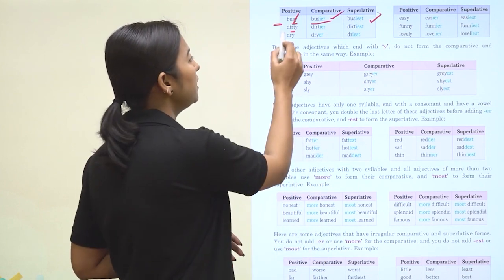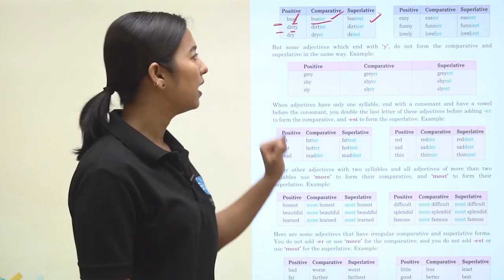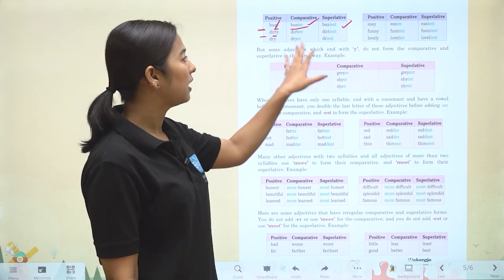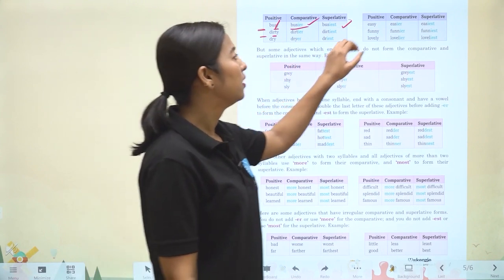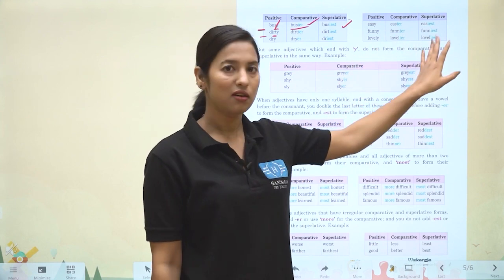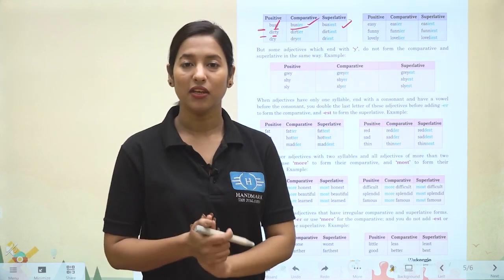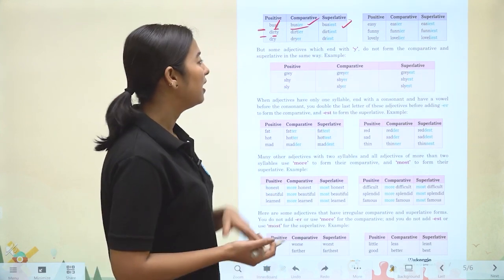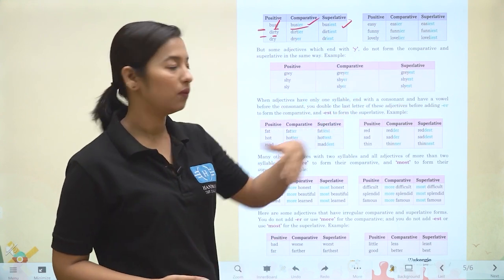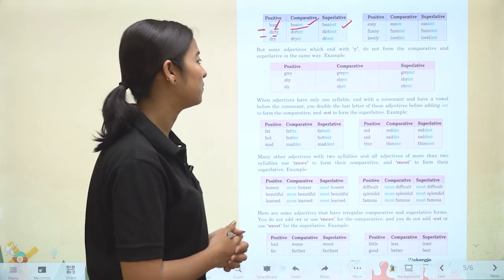Similarly, we have the word dirty. Dirty is positive, dirtier is comparative and dirtiest is superlative. Similarly, dry, drier, driest. Easy, easier, easiest. Funny, funnier, funniest. Lovely, lovelier, loveliest. Just take care of the spellings here. And the second scenario is that in some cases we do not apply this rule. We simply add ER and EST. So there are always exceptions in English, as we all know.